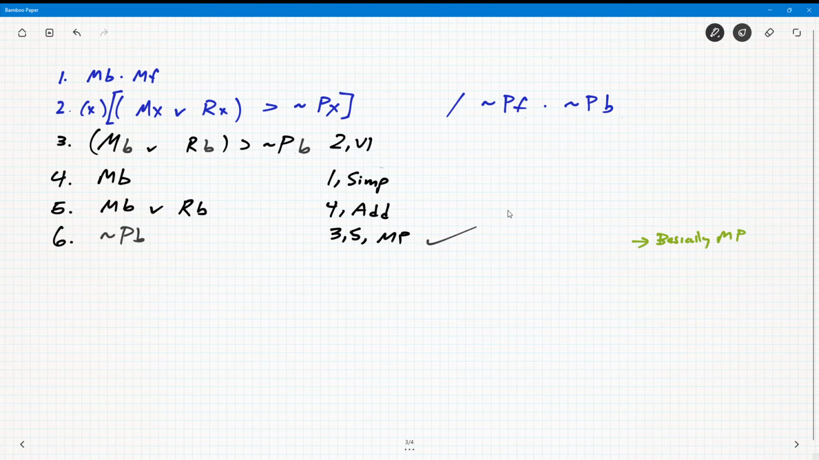Now, you don't have to trial and error this the way that I just demonstrated. The indication is clear from the get-go, right? From the fact that Bobo and Fanny, or B and F, are the individual constants that are appearing in line 1, we're going to want to use B and then F as our instantial letters.